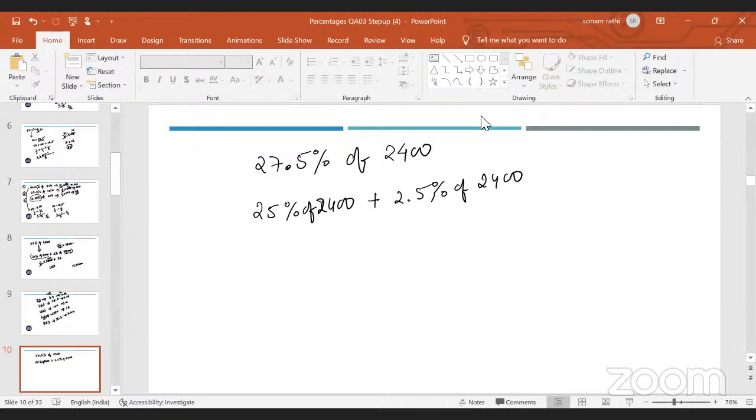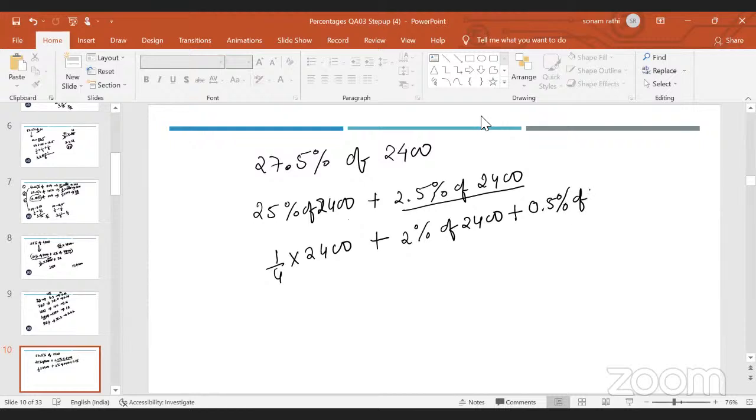Yes or no? 25 plus 2.5. Okay. How much is 25%? It means 1/4. Now how can I write 2.5%? 2% of 2400 plus 0.5% of 2400. Yes. What is 1% of 2400? Tell me what will be the 1% of 2400?